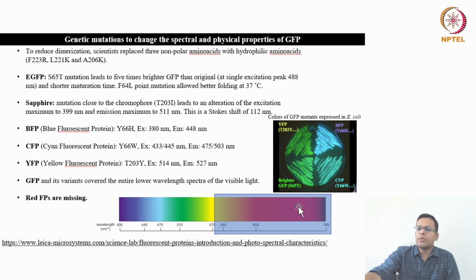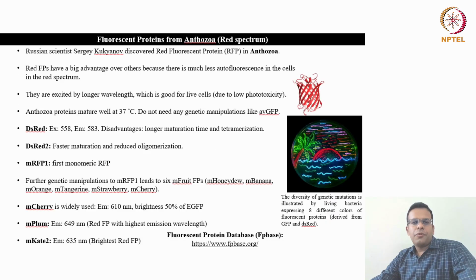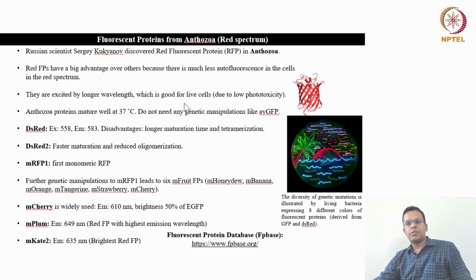Now, how were the red fluorescent proteins developed? To fill this gap, a Russian scientist, Sergey Lukyanov, discovered the red fluorescent protein in Anthozoa. Red fluorescent proteins have a big advantage over others because there is much less autofluorescence in the cells in the red spectrum, and they are excited by a longer wavelength, which is good for live cells because it creates less phototoxicity.